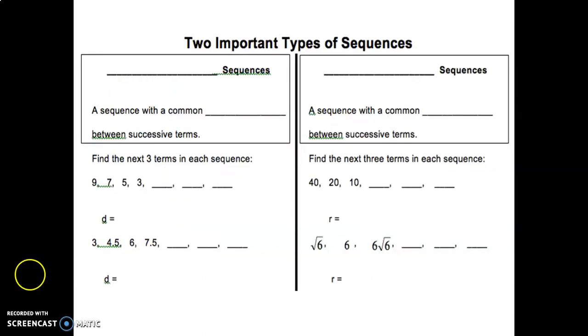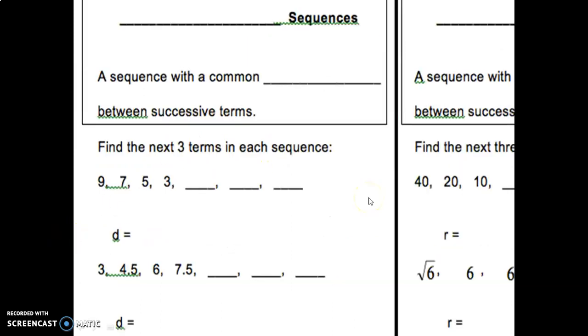Alright, there are two key types of sequences we're going to look at. Today we're going to focus on arithmetic sequences. These are sequences with a common difference between successive terms. What that means is there's the same number added or subtracted between terms in a sequence. For example, here we can see this goes down by 2, down by 2, down by 2. So it's a common difference.